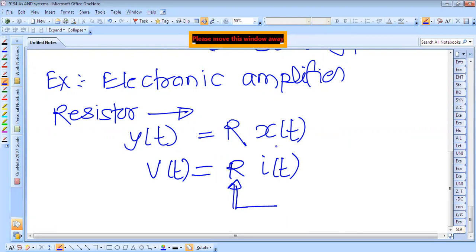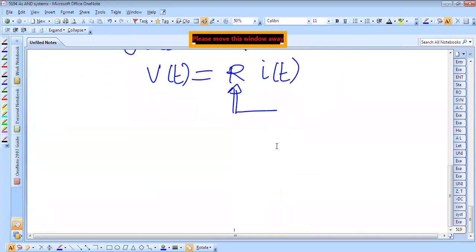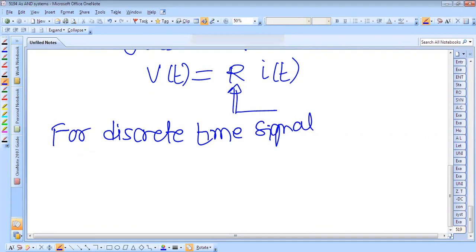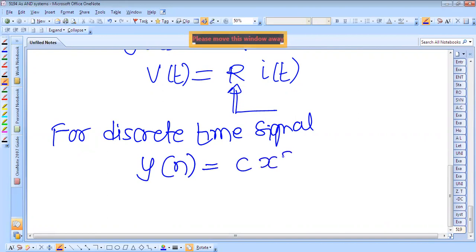In a similar manner, for discrete time signal, we can write y of n is equal to c times x of n. So this is for the discrete time signal. This is the operation amplitude scaling.